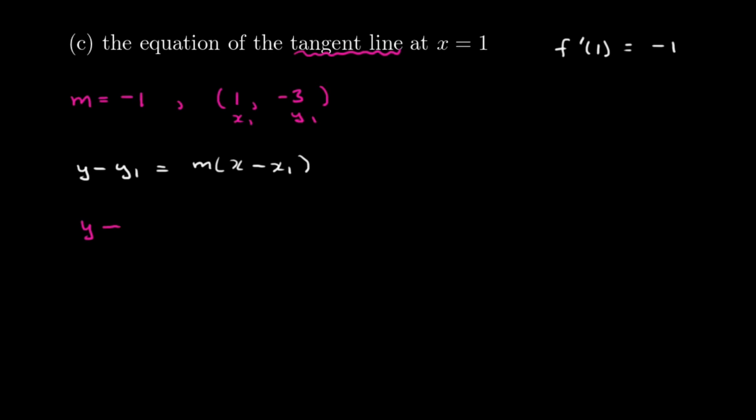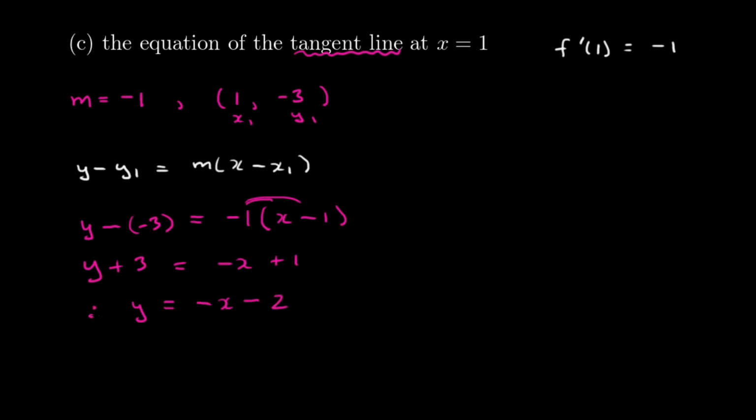So y minus y1, so y subtract that negative 3 equals your tangent slope, which I'll write as negative 1 so you can be clear what I put in there. And then it's going to be multiplied by x minus your x value. So this is going to be y plus 3 equals, let's expand this out, minus x plus 1. And then finally, our equation of our tangent line is going to be y equals minus x plus 1 minus 3, which is negative 2. So there's the equation of our tangent line.